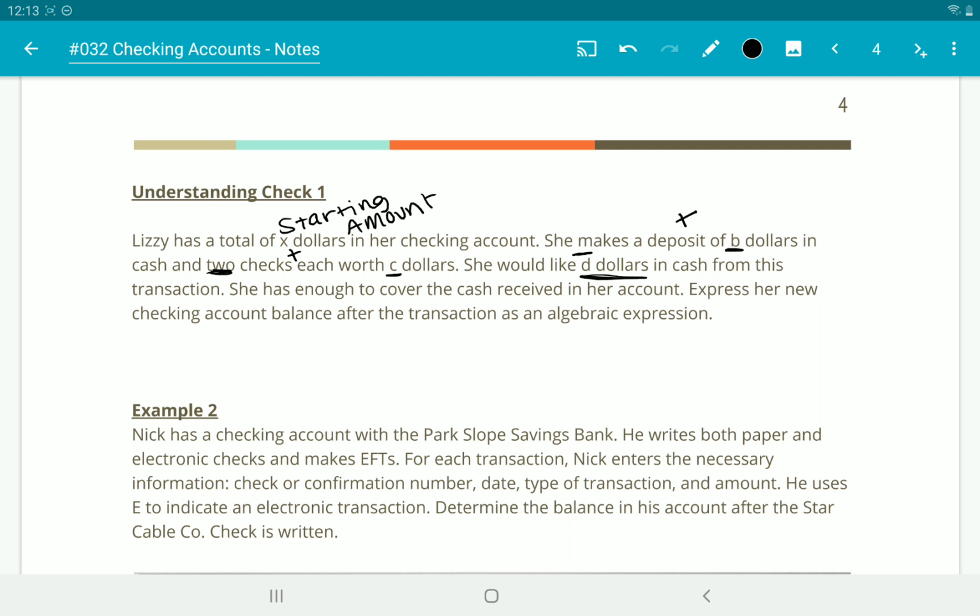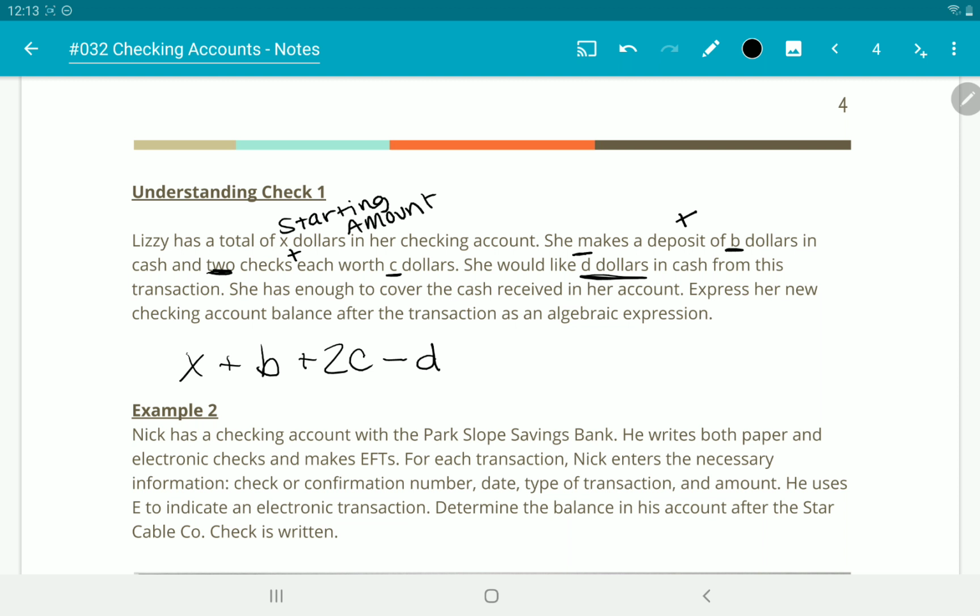So again, we started with X, so we're going to take the first starting balance. We would add the deposits, so we have B dollars in cash, sorry, and then two checks worth C dollars. So we have plus 2C, because we're depositing that number, so it's added. But she's withdrawing D dollars, so you would subtract however much that is. And that's how you would do it.